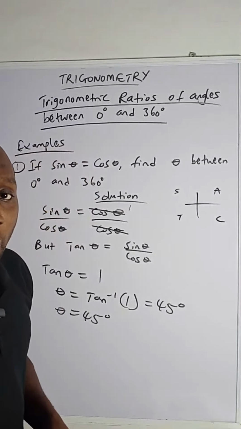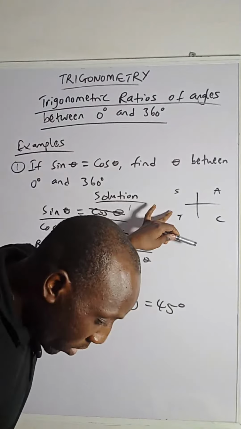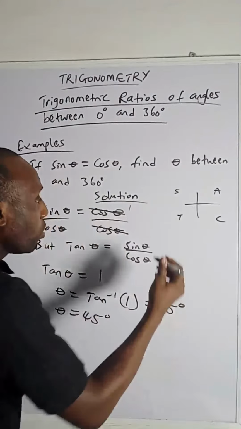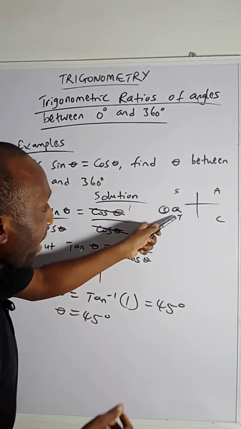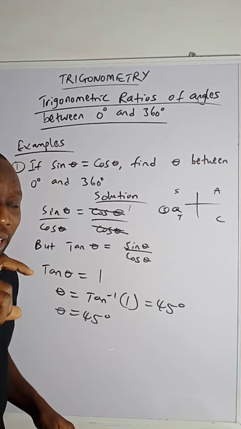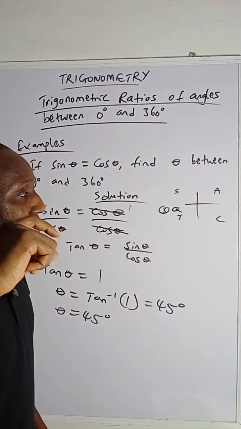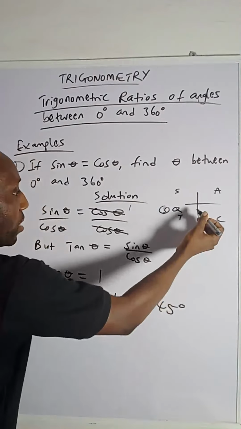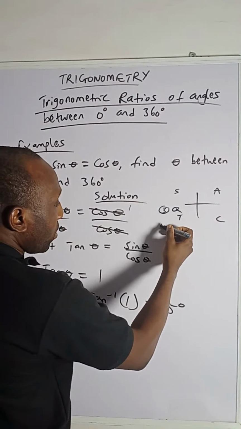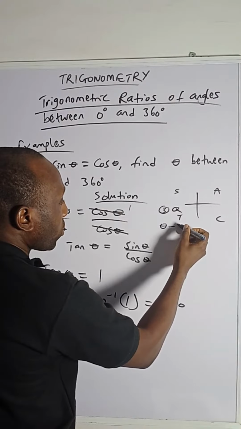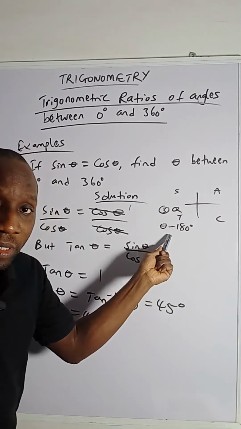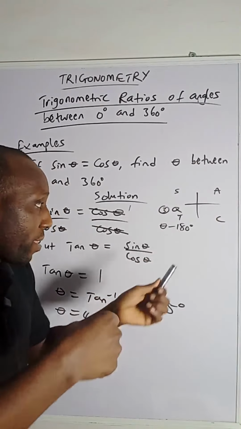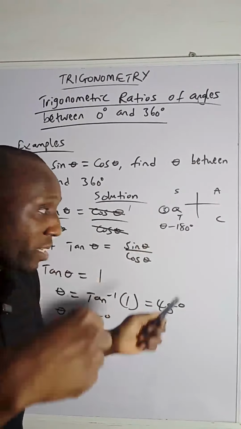Where is tan positive? In the third quadrant, right? Thank you. In the third quadrant. So if tan is positive in this quadrant, what's the formula for getting the reference angle in the third quadrant? Is it not theta minus 180 degrees? In the third quadrant, you take away 180 degrees from the angle.